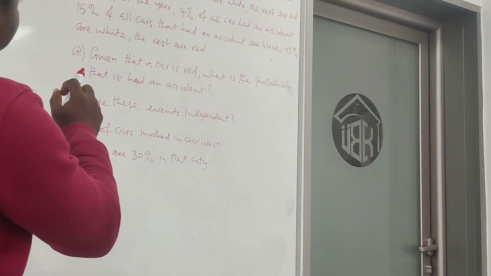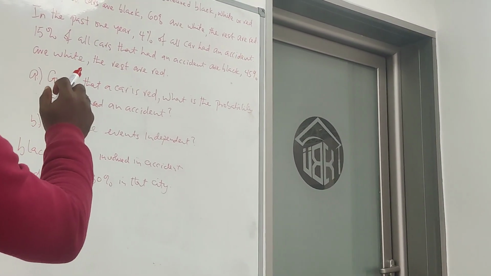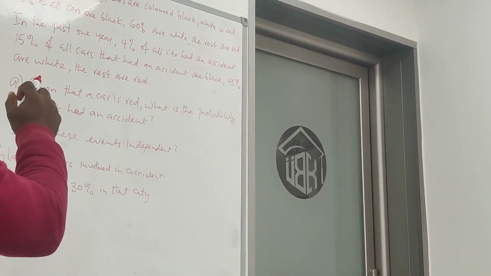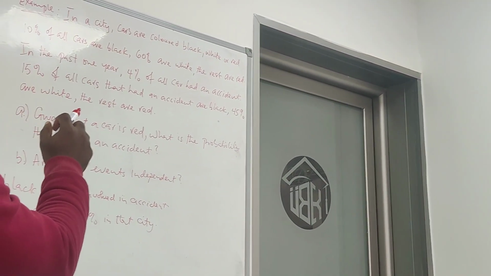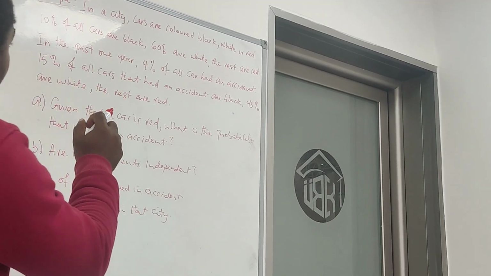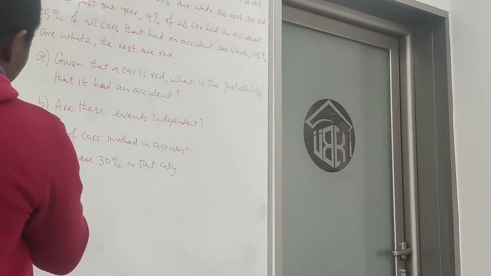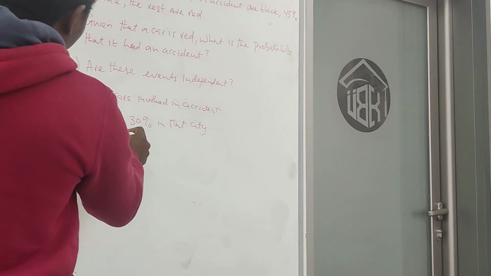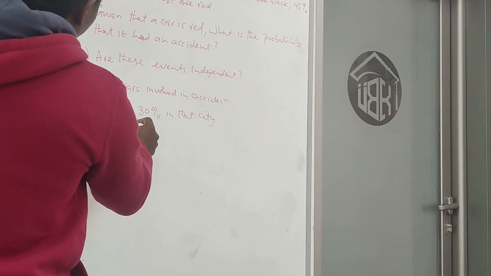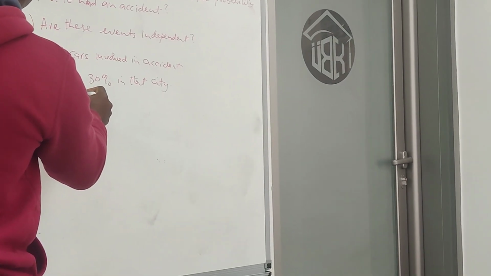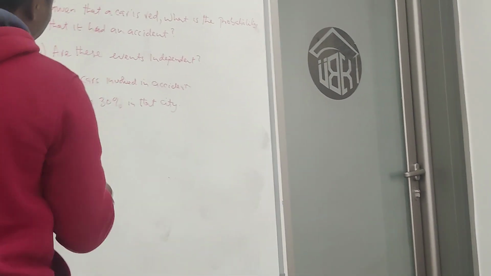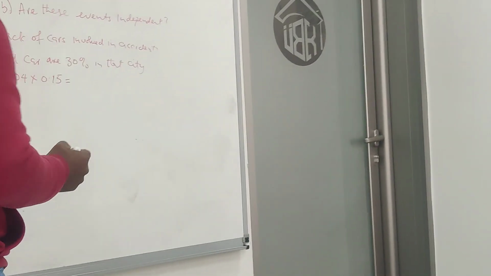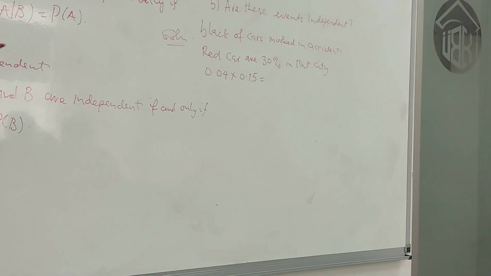In the past 1 year, 4% of all cars had an accident. 15% of all cars that had an accident are black. So we are going to have 0.04 multiplied by 0.15. Am I right? Check it for me and tell me what the answer will be.